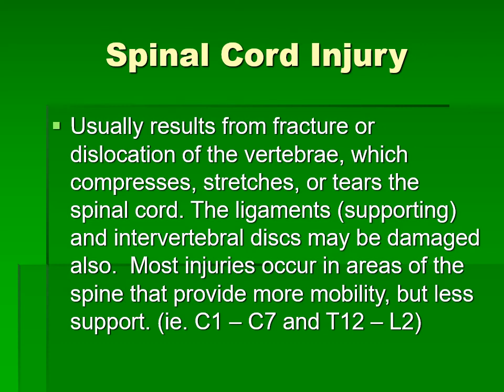Spinal cord injuries usually result from fracture or dislocation of a vertebrae which compresses, stretches, or tears the spinal cord. The ligaments that support and the intervertebral disc may be damaged also. Most injuries occur in areas of the spine that are more mobile, so the cervical region or the lumbar region tend to be the most mobile areas, and so that's where you're going to have problems with injuries. But as far as spinal cord, the cervical region, that's where you're going to have the most problem. So C1 through C7 and T12 to L2.